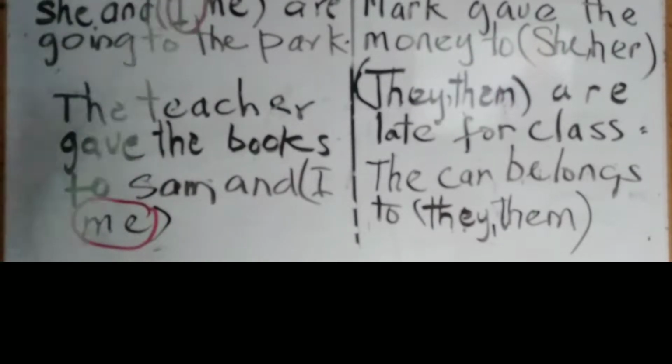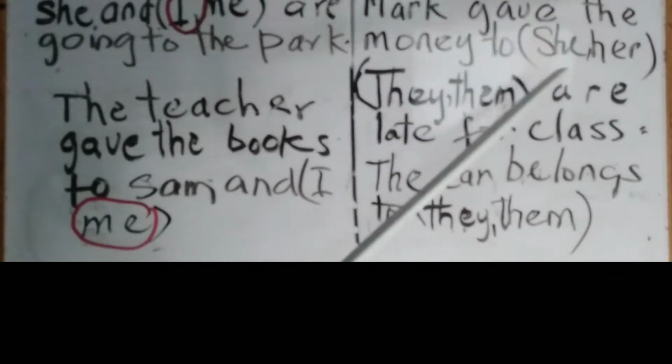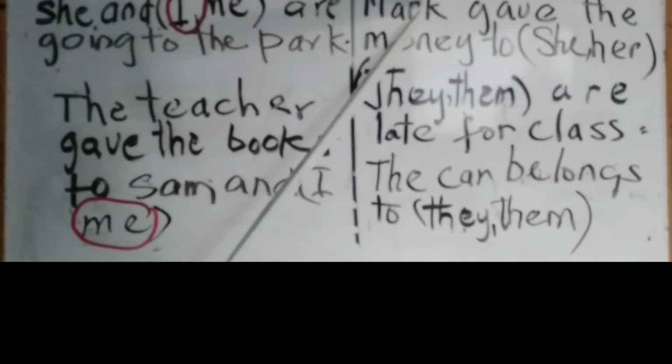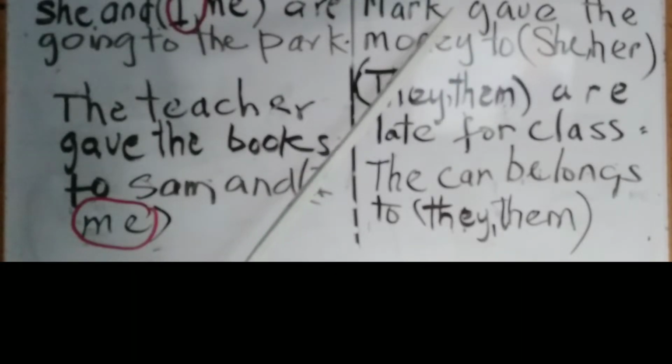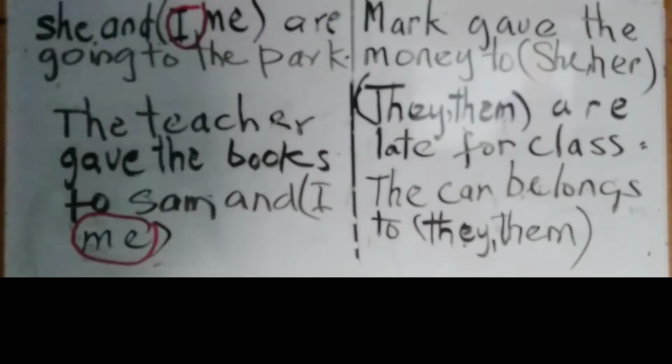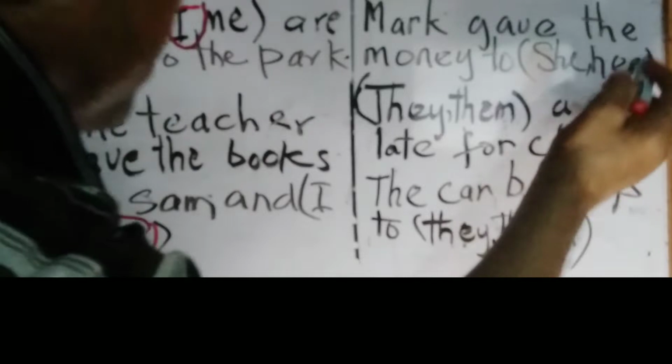The next one says, Mark gave the money to she and her. Mark is the subject. So therefore, we're going to look for the object pronoun because we already have the subject. And the object pronoun in this case is her. She is a subject pronoun. Her is an object pronoun. So the correct thing to have there is her.